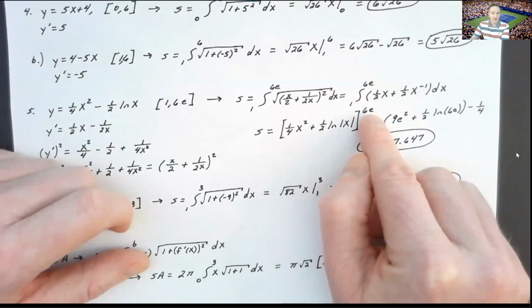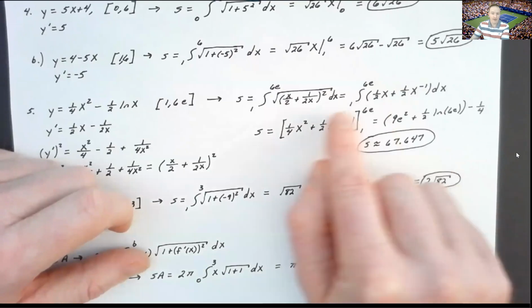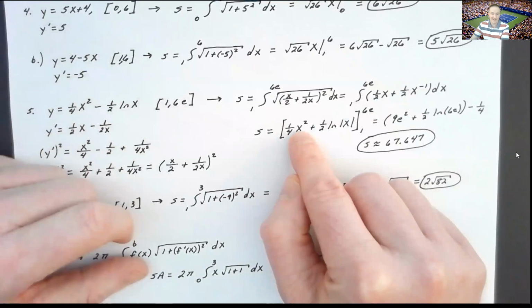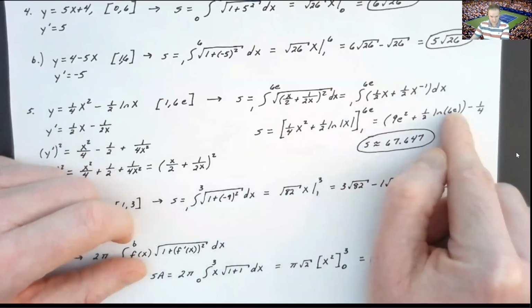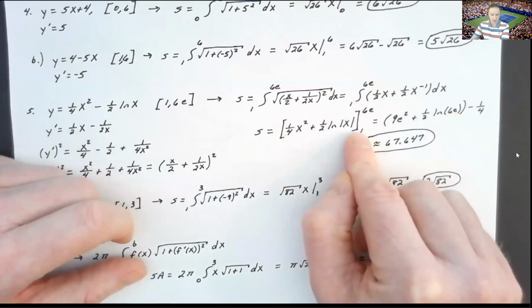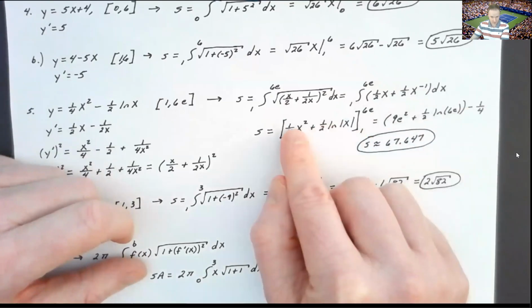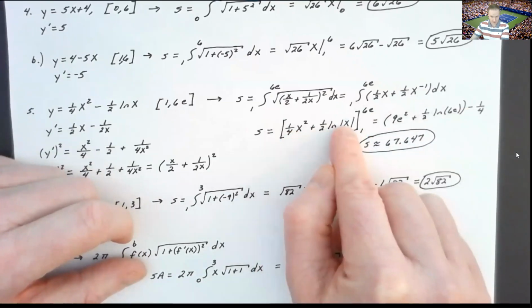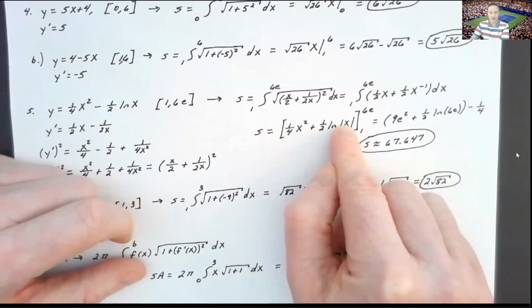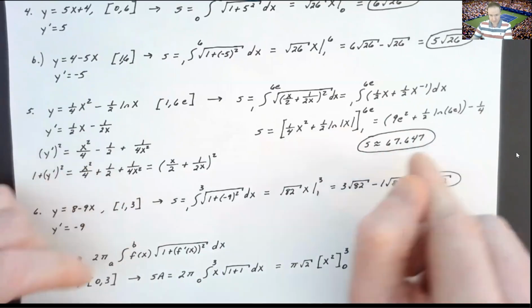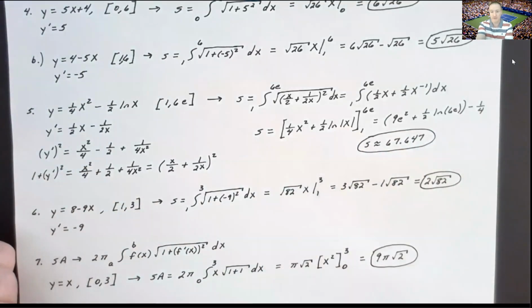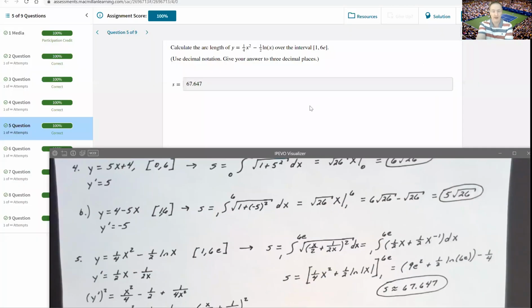And then whenever you evaluate at the limits, when I evaluated it at 6e, I would have got 36e squared over 4. That's where the 9e squared comes from. And then plus 1/2 natural log of 6e. When I evaluate at the lower limit 1, I just get minus the lower limit, which is going to be 1/4, and I know that the natural log of 1 is 0, so I just get the minus 1/4. Now on Achieved, they wanted a decimal answer to 3 decimal places, so you'll see I put 67.647, and that's what they wanted there.